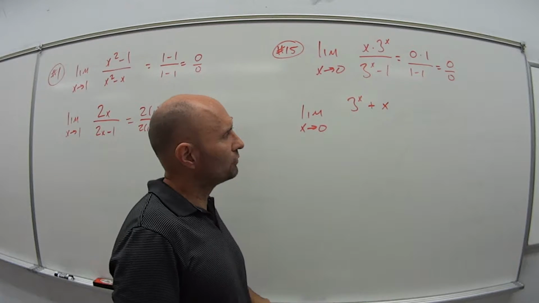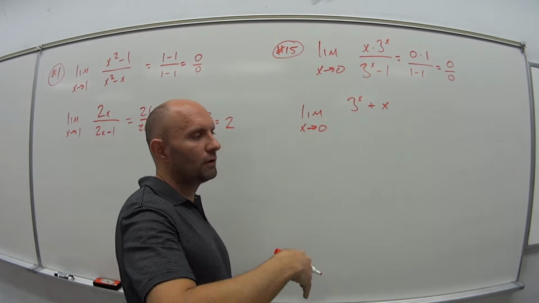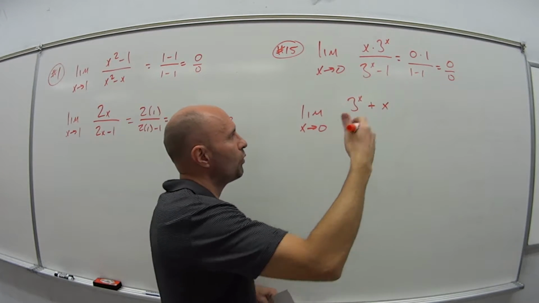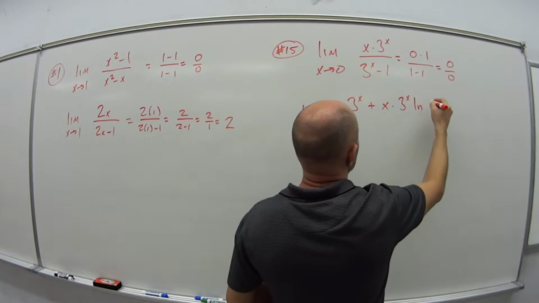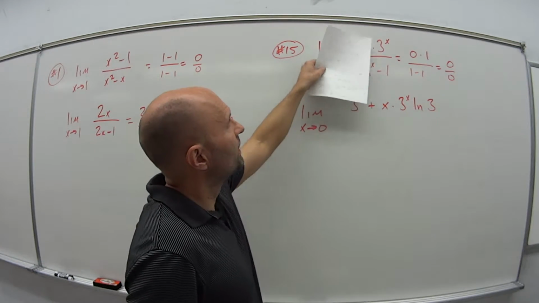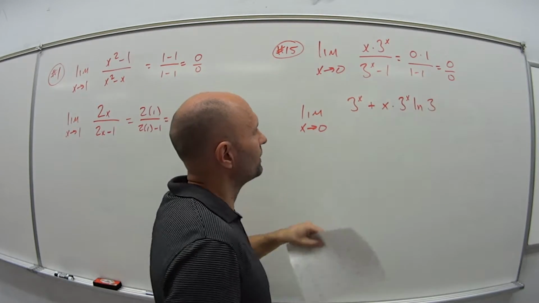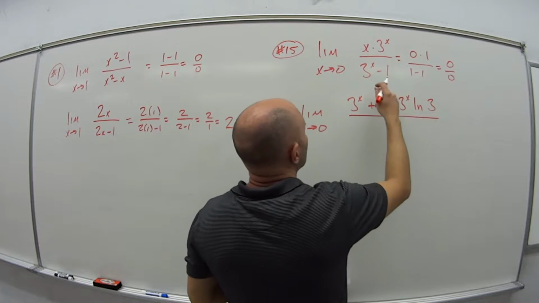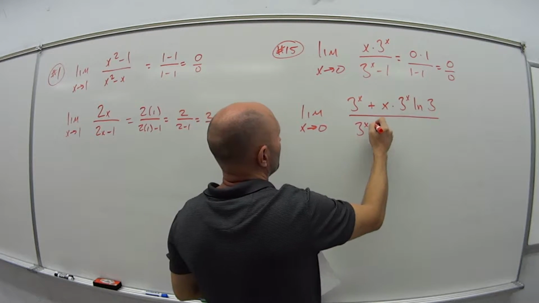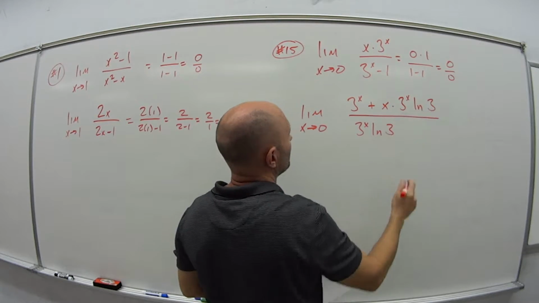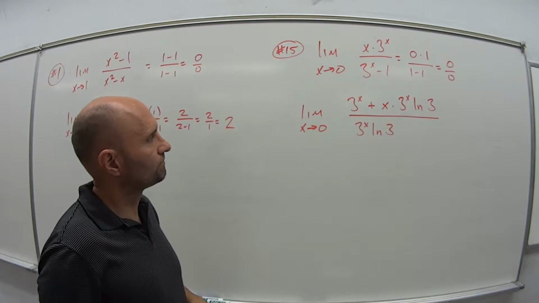So if you remember back in our exponent videos, when we have a number a to the x power, that's what? Well, that's a to the x times the natural log of a, which in this case is 3. So the derivative of 3 to the x is 3 to the x natural log of 3. So same thing here, 3 to the x is 3 to the x natural log of 3. And then minus the derivative of 1 is 0.